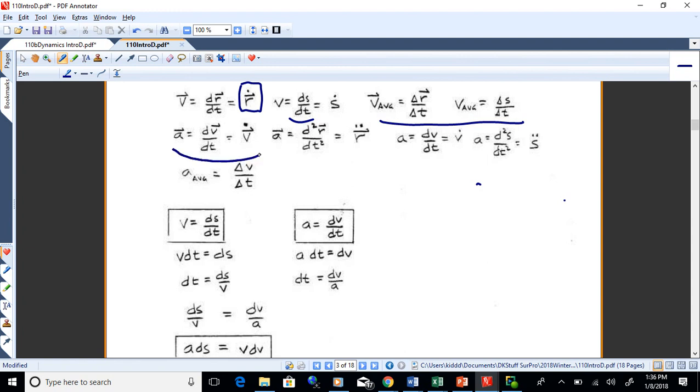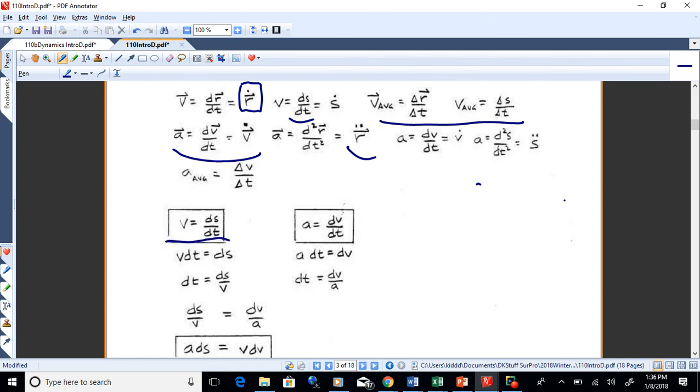Now, acceleration is the change in velocity with respect to time. dv dt. Okay, now that's v dot. Now being as v is s dot or r dot, the acceleration is r dot dot, meaning a second time derivative. Okay, so those dots just mean time derivatives is all they mean.